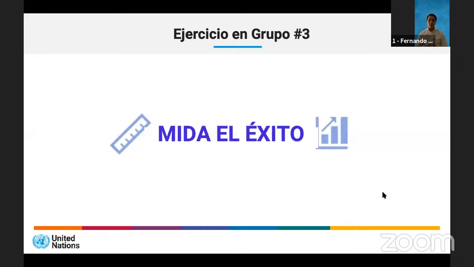Entonces, daremos la palabra a una persona para que nos pueda compartir algo de su discusión sobre qué tipo de activos seleccionaron y qué indicador, cómo definen el indicador o cómo se pudiera medir o con qué fuentes de información.